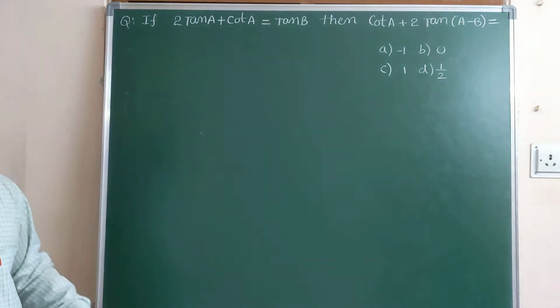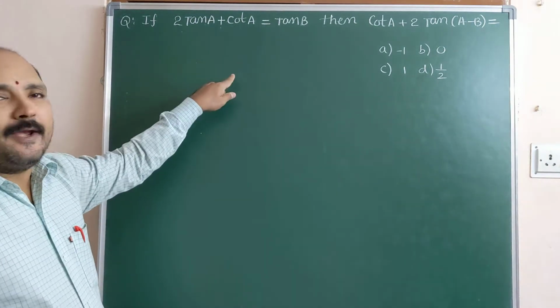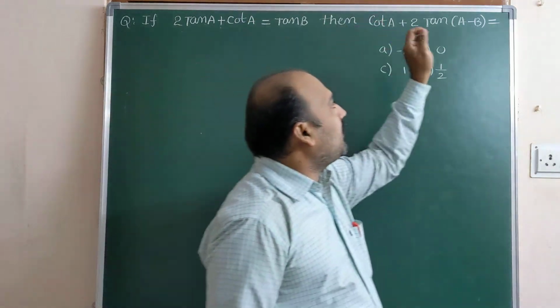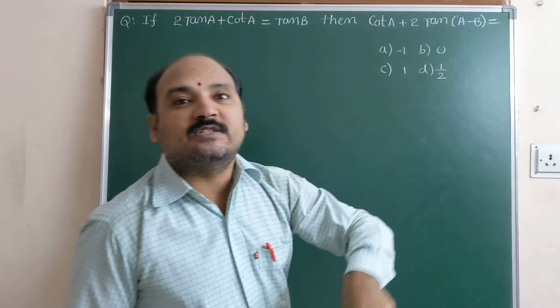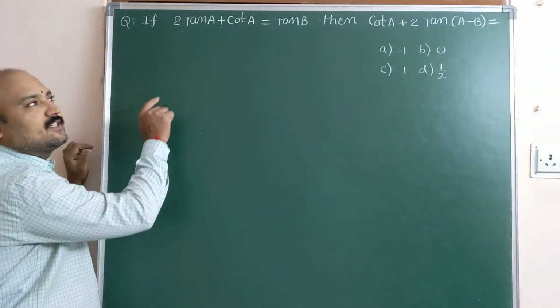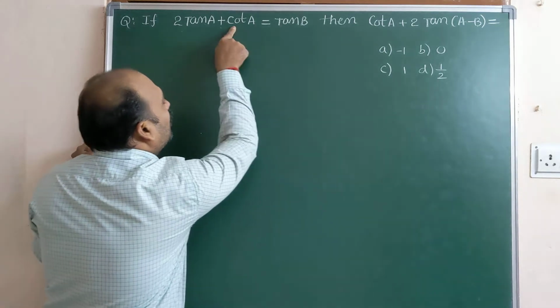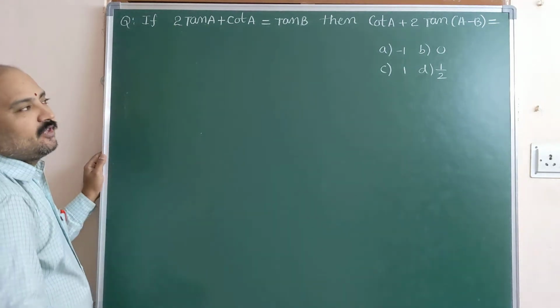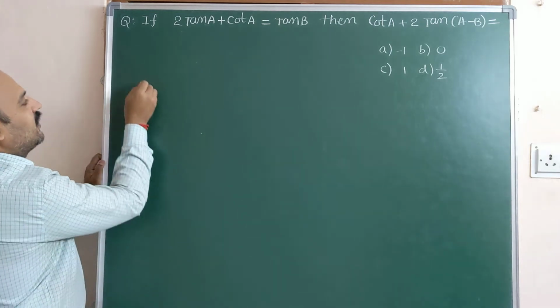The next question, dear students. If 2 tan A plus cot A equals tan B, then cot A plus 2 into tan of A minus B equals. So this is the question. This is the condition given: 2 tan A plus cot A is equal to tan B. So come to the required one. What is that required one?